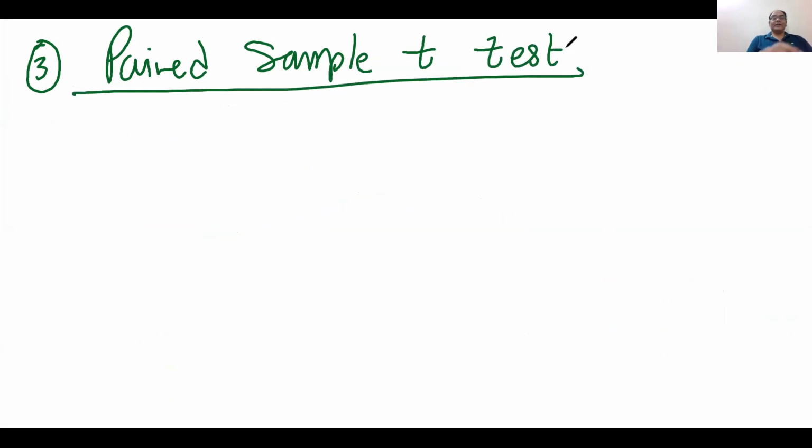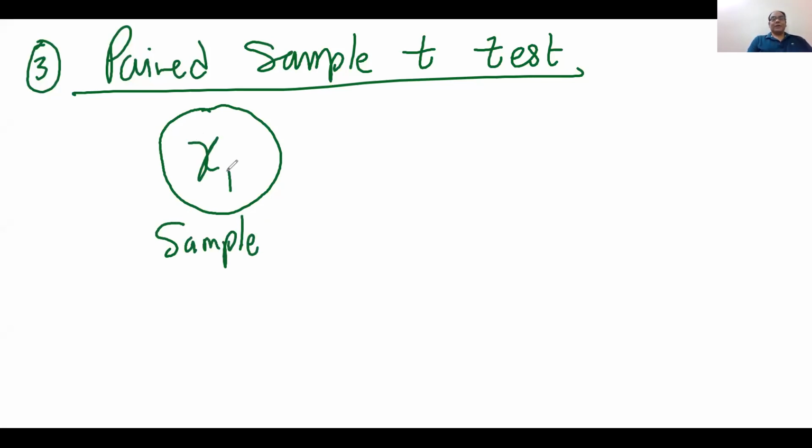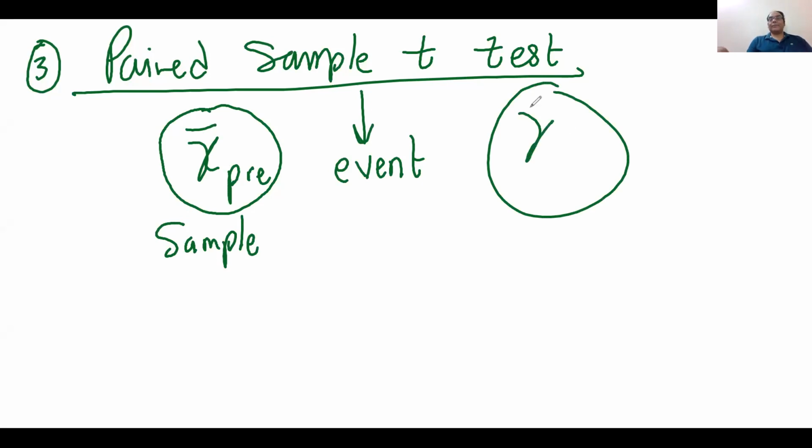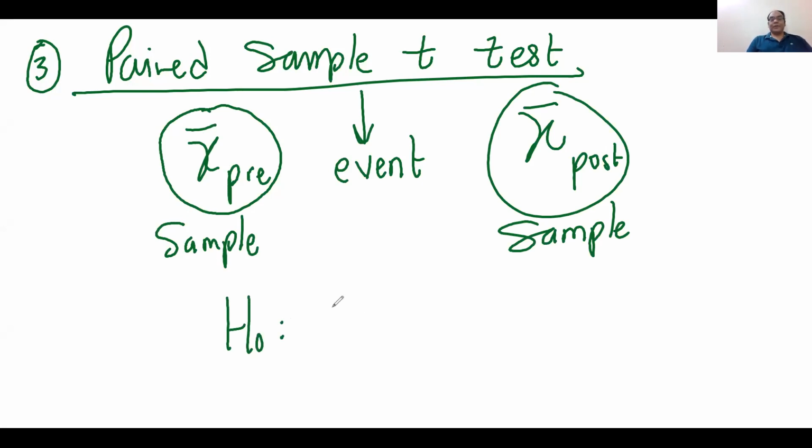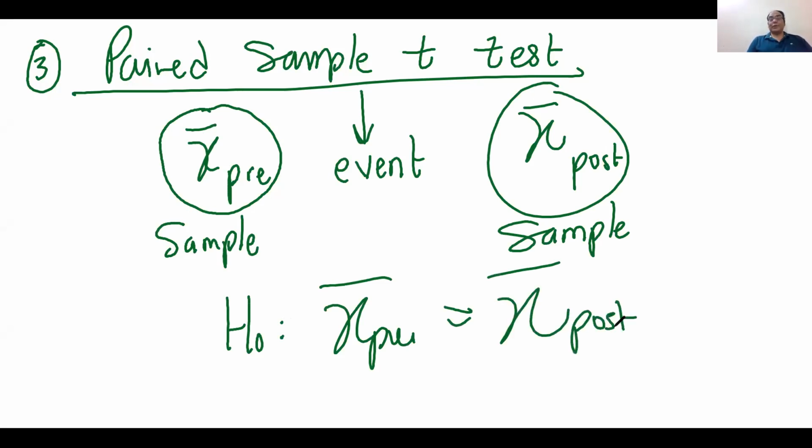So what happens in this case? You select a sample, and you calculate the mean. This mean is known as the pre-mean. Then some event happens, and after the event you again calculate the mean. This is called the post-mean, and the sample is the same. Then you compare the pre-mean and the post-mean. This is the case of the paired sample t-test.